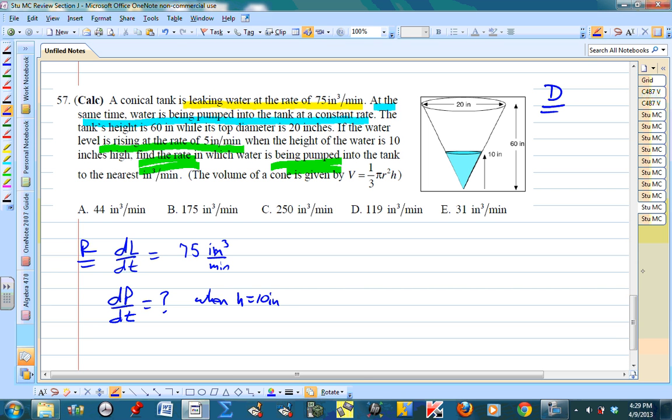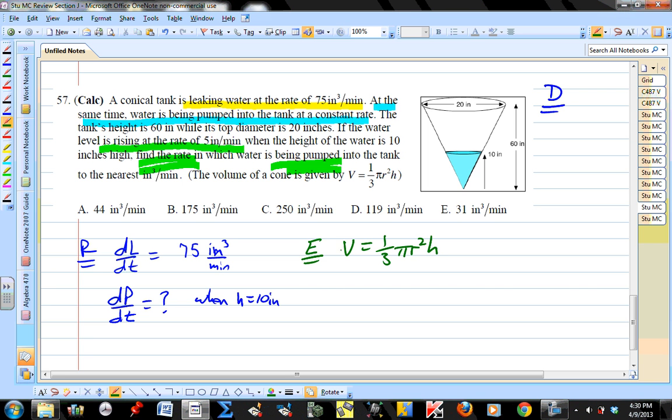But something's kind of strange here because they give us the volume formula. It says V equals 1/3 pi r squared times h. There's no L's, there's no P's. So what you just got to remember is that dV/dt, the change in volume, is the rate at which water is being pumped in minus the rate at which water is being leaked out. So we're going to come back to this at the end of the problem to answer their question.